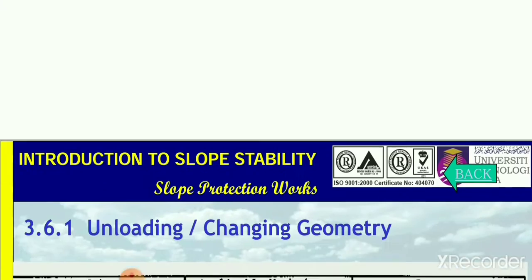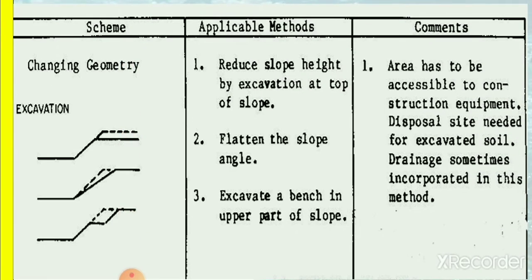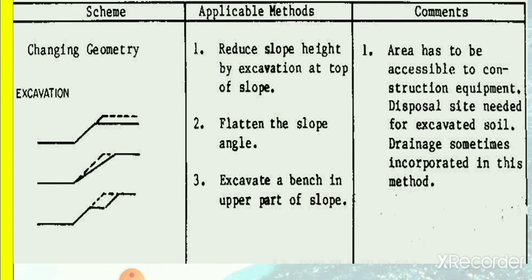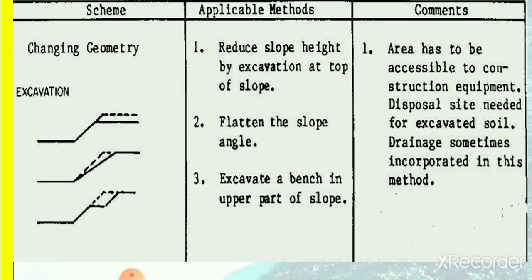Okay, for unloading, changing geometry, this is the schematic of excavation changing geometry. The applicable methods: reduce slope height by excavation at top of slope. Second, flatten the slope angle. Third, excavate a bench in upper part of slope. So these are changing geometry. The area has to be accessible to construction equipment. Disposal site needed for excavated soil. Drainage sometimes incorporated in this method.